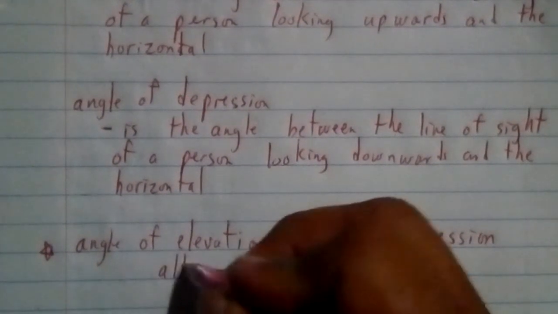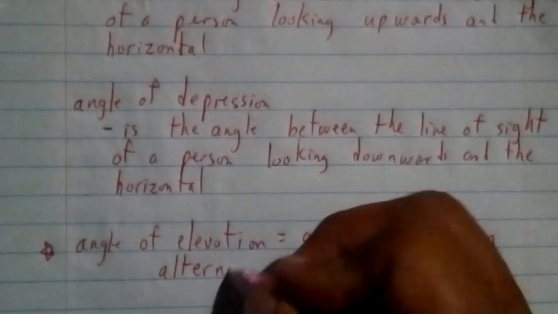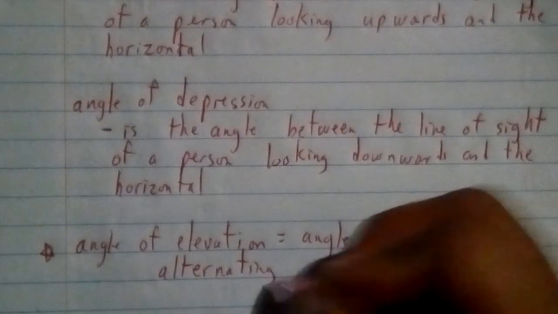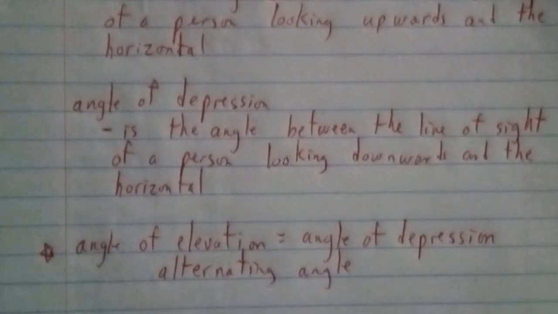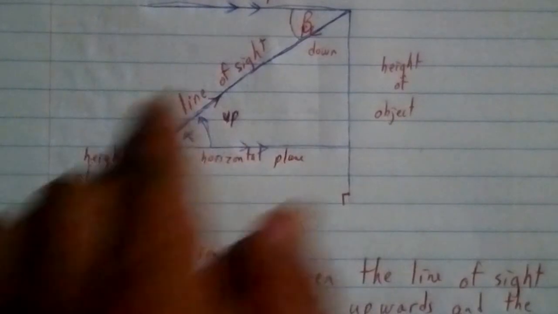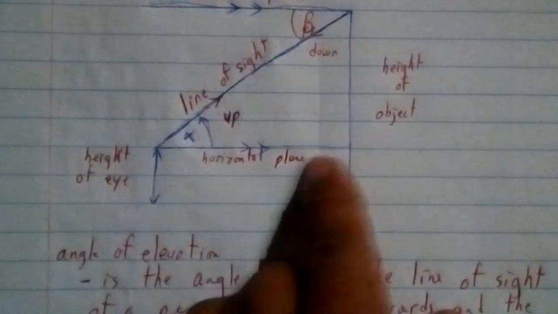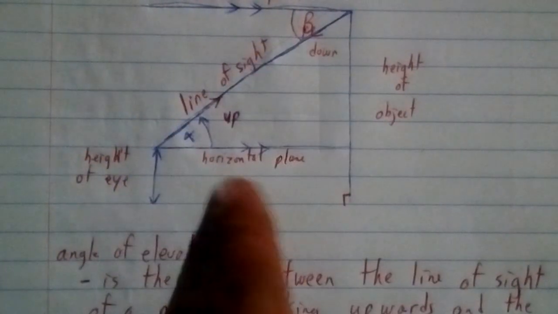These types of angles are known as alternating angles. So the angle of elevation and the angle of depression are known as alternating angles because they are equal and they make the Z shape. Backward Z, it is still the Z shape.